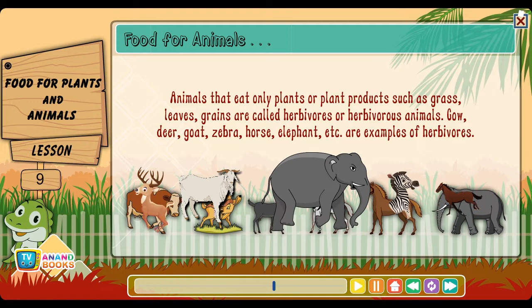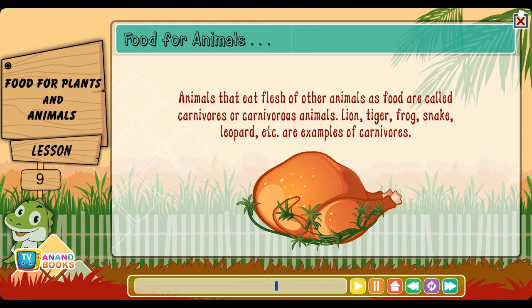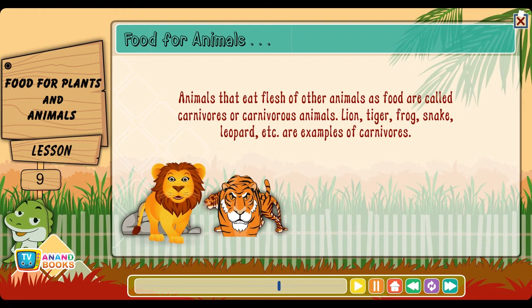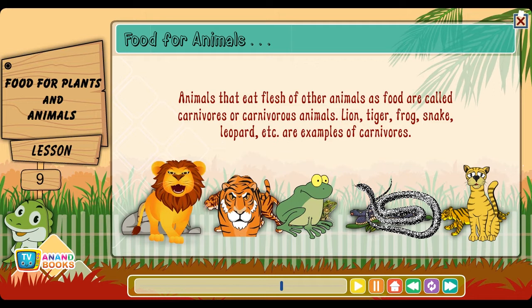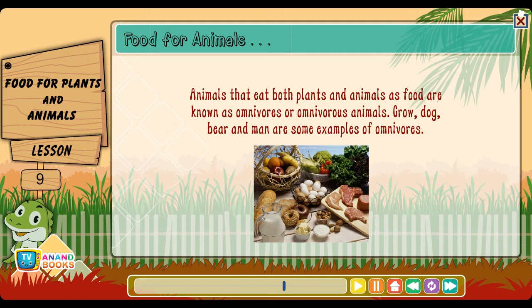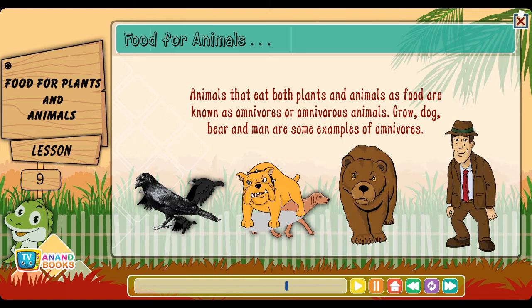Animals that eat flesh of other animals as food are called carnivores or carnivorous animals. Lion, tiger, frog, snake, leopard, etc. are examples of carnivores. Animals that eat both plants and animals as food are known as omnivores or omnivorous animals. Crow, dog, bear and man are some examples of omnivores.